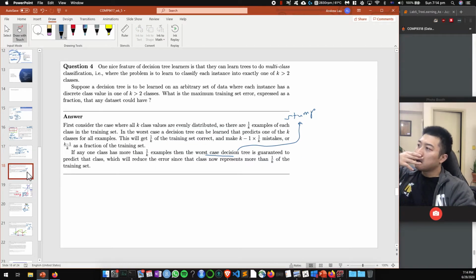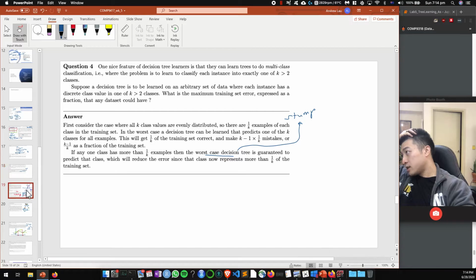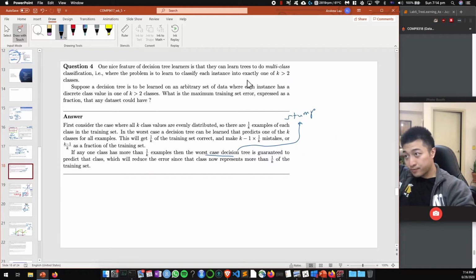Cool. The next question, there's quite a few questions. The next question is, decision tree learners can do multi-class classification, right? You can do not just binary, like alive, dead, claim, no claim, you can do multiple, like blue, red, green, that's 3 classes. You could do tuna, salmon, sea bass, that's also 3 classes. You can do some positive integer as a number of classes within reason.